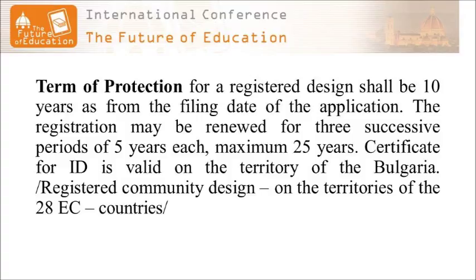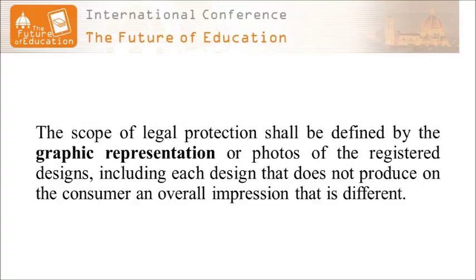The term of protection for a registered design shall be 10 years as from the date of filing of the application, and this registration may be renewed for 3 successive periods of 5 years each, as a maximum of 25 years. A certificate for industrial design is valid on the territory of Bulgaria, and for a registered community design, for all 28 EU countries. The scope of legal protection shall be defined by the graphic representation or photos of the registered designs.